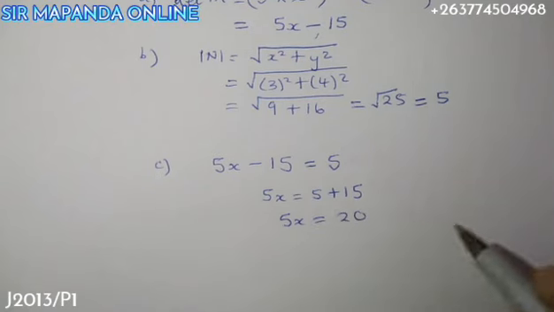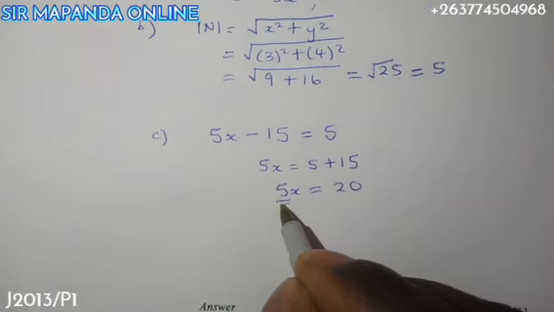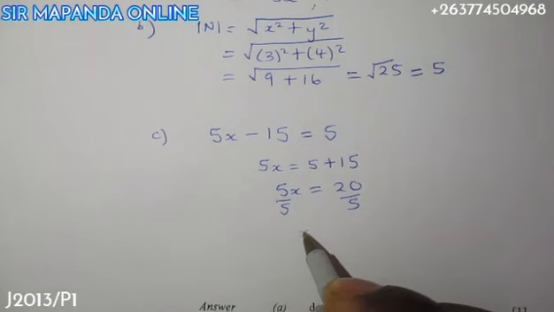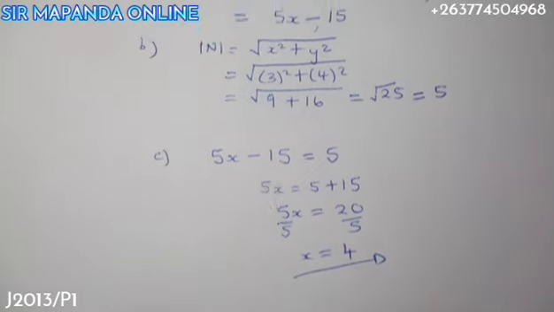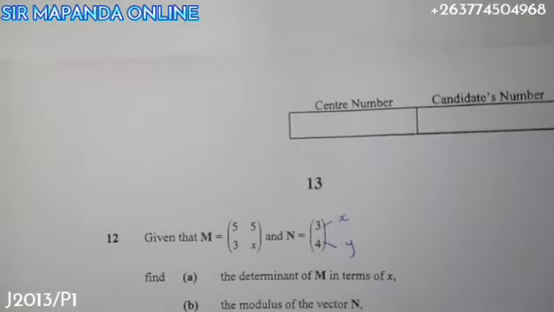5x is equal to 20. Then divide both sides by 5. You get x is equal to 4 as your final answer. Let us move on to question number 30.